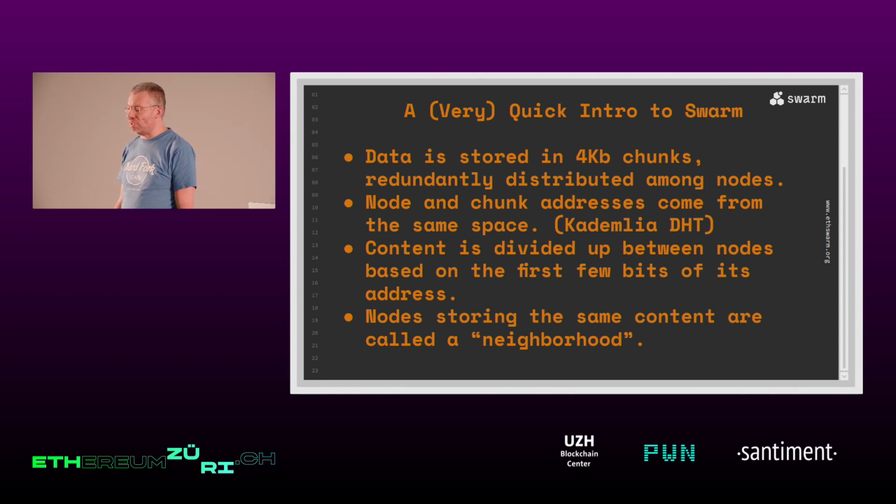So the content is divided up based upon the first few bits of their content address, and those bits determine which set of nodes is going to store it redundantly. And these groups of nodes that are supposed to store the same content, we call them neighborhoods. So when I'm talking about neighborhoods of nodes, this is what I mean.